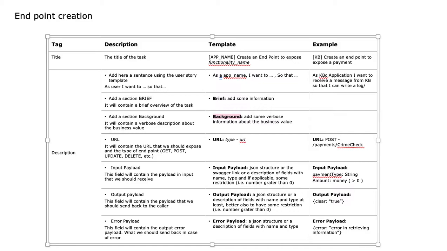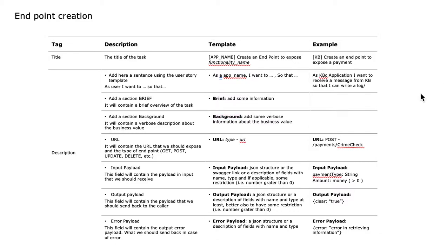And because it's an endpoint, you want to know what the URL is. So you would want to put the URL of how that would be. I've just made one up now. It would be a POST call and it would be slash payment slash crime check, for example. But it could be anything. It depends how the coding is being written. So I've just made one up there just to show you.